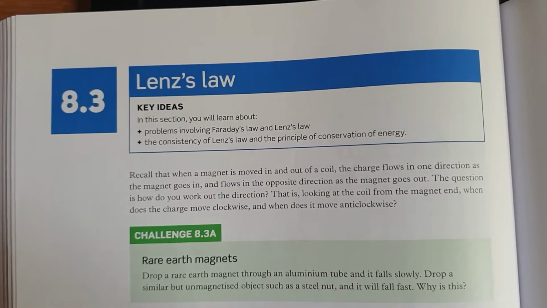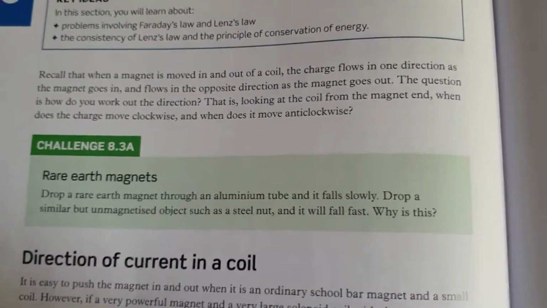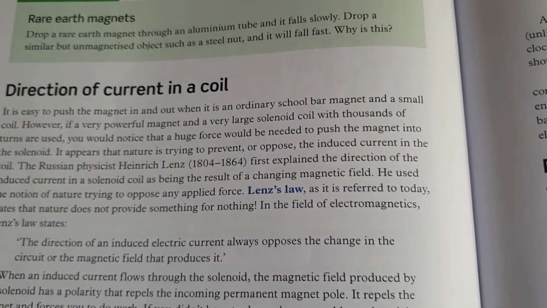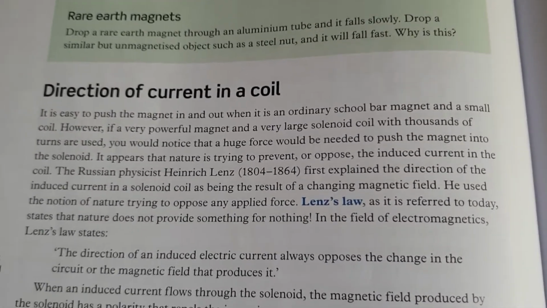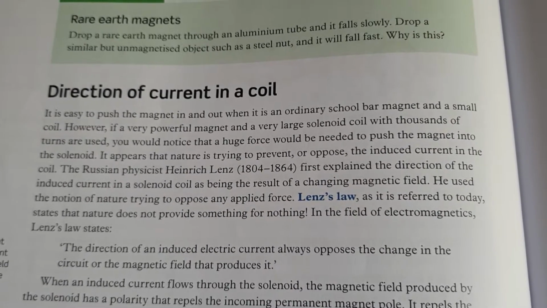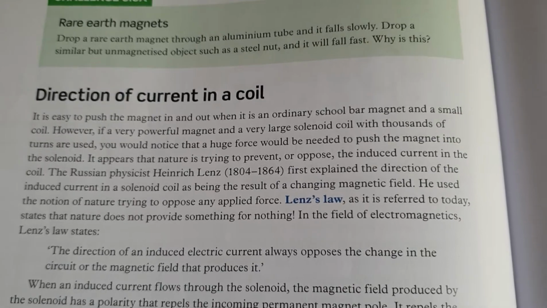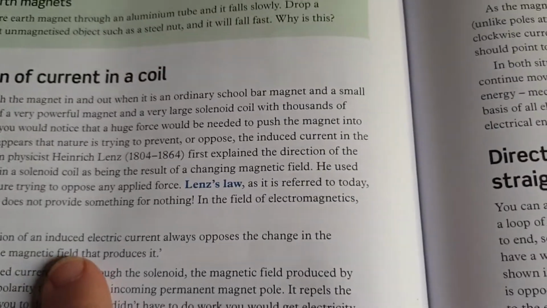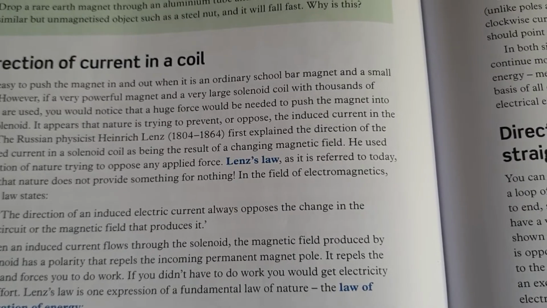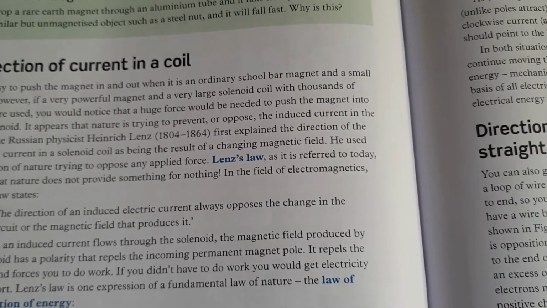Lenz's Law. Lenz's Law is a bit confusing, but we'll be fine. We'll take it bit by bit. So Lenz's Law is that when you induce a current, that current will produce a magnetic field which opposes whatever caused that current. This definition in the center here is a bit easier to follow. The direction of an induced electric current always opposes the change in the circuit or the magnetic field that produces it.